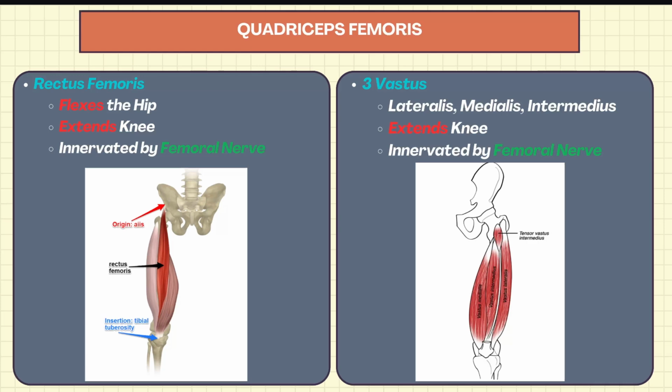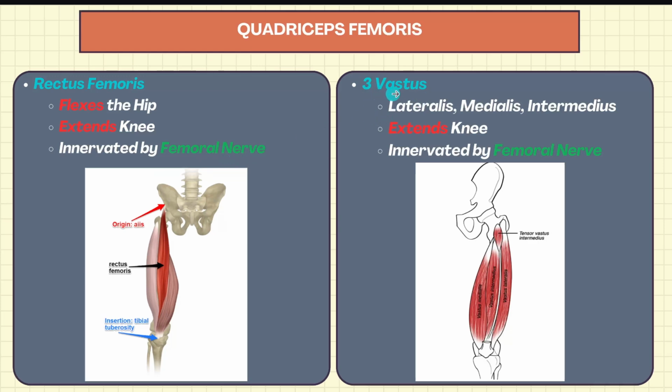So the quadriceps femoris, from the name you can see quadri, means it's going to be made up of 4 muscles. These 4 muscles are part of the anterior compartment, and we're going to start with the rectus femoris. The rectus femoris also flexes the hip, however it extends the knee. So the quadriceps femoris all extend the knee, and they're also innervated by the femoral nerve because they're part of the anterior compartment.